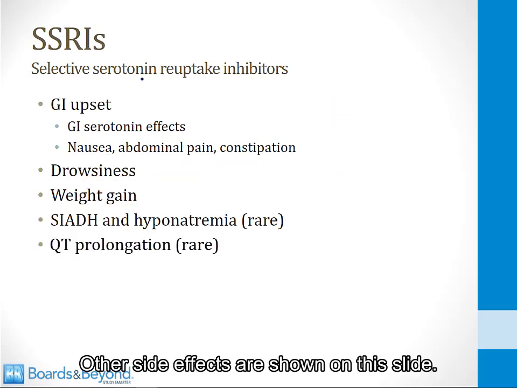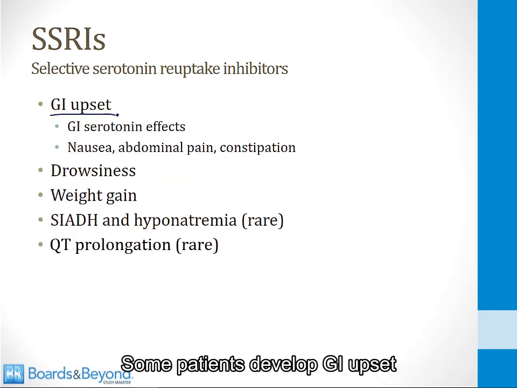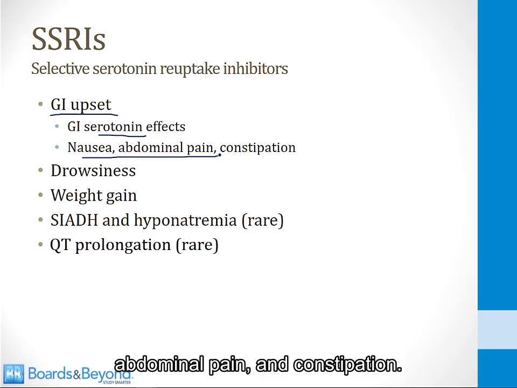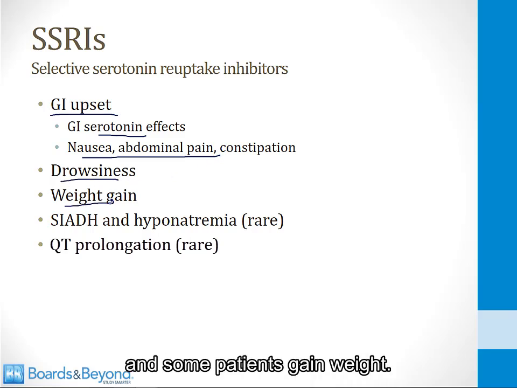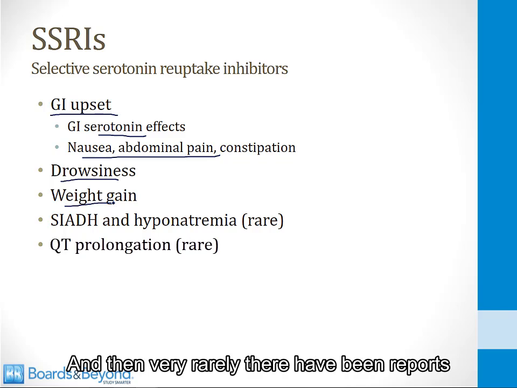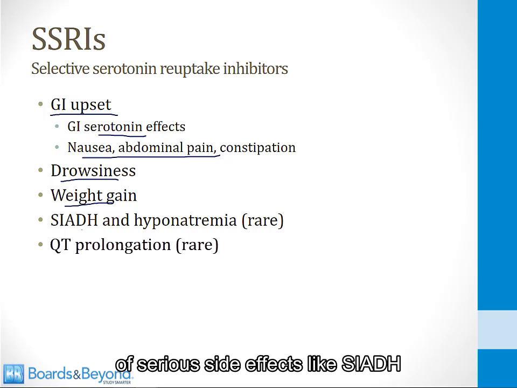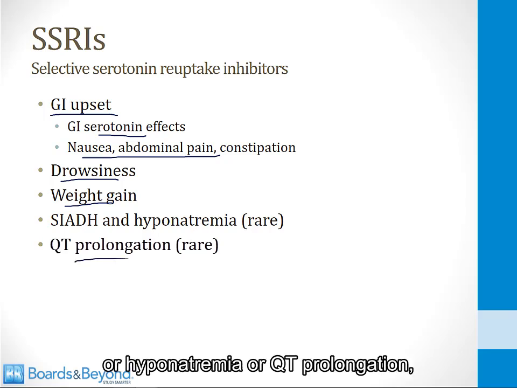Other side effects are shown on this slide. Some patients develop GI upset because of GI serotonin effects. These are things like nausea, abdominal pain, and constipation. Some patients are drowsy on these drugs, and some patients gain weight. And then very rarely, there have been reports of serious side effects like SIADH or hyponatremia or QT prolongation, but this is relatively uncommon.